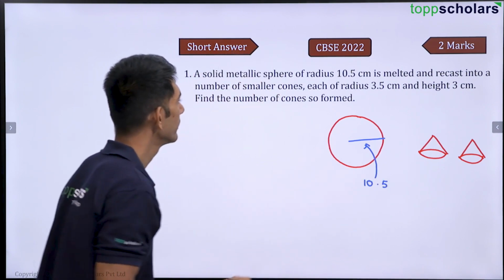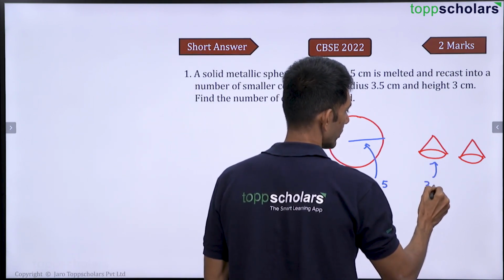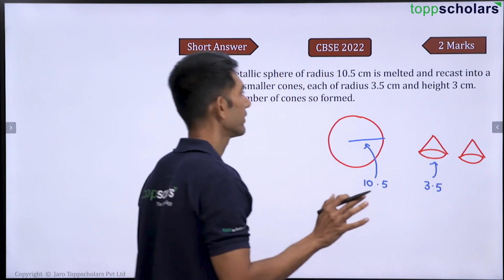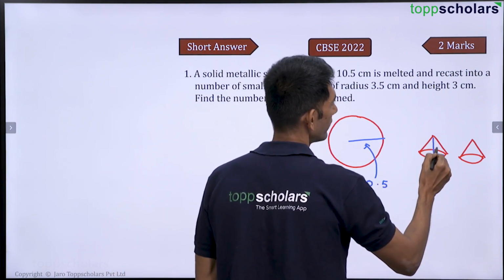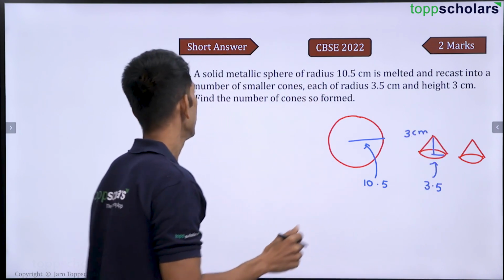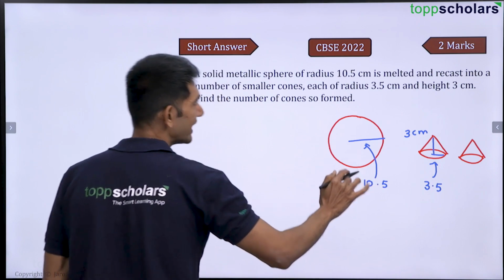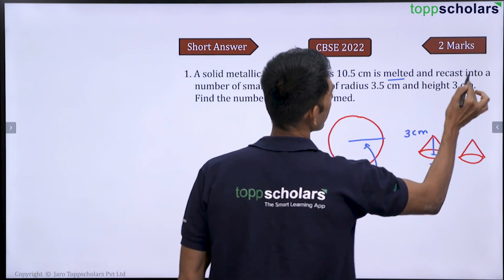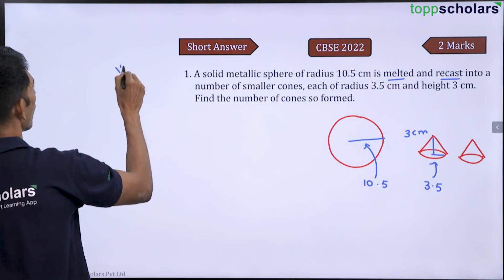10.5 centimeter, and the radius of each cone is 3.5. The height is also given. Radius is 3.5, the height is given as 3 centimeter. We're supposed to find out the number of cones formed. Whenever they tell you about melted and recasted, always remember this question is related to volume.